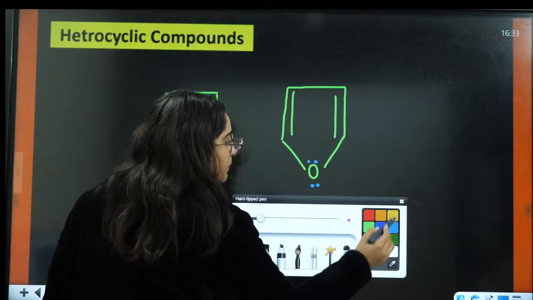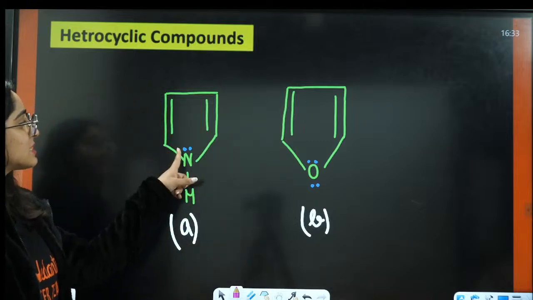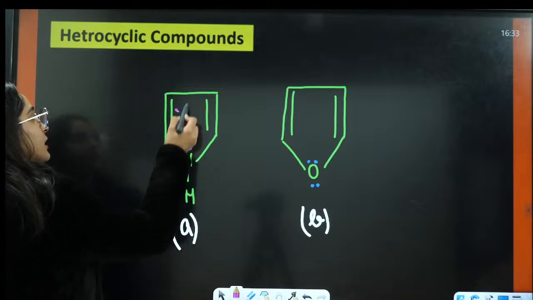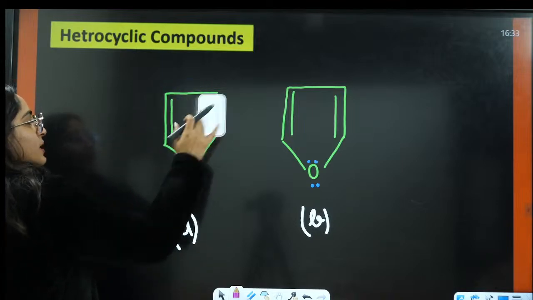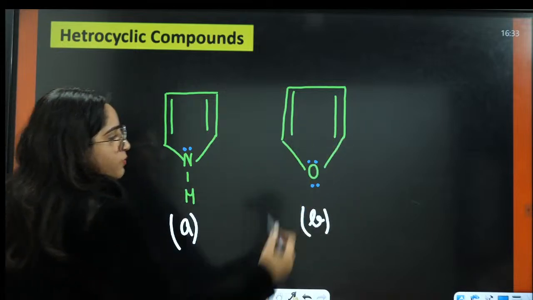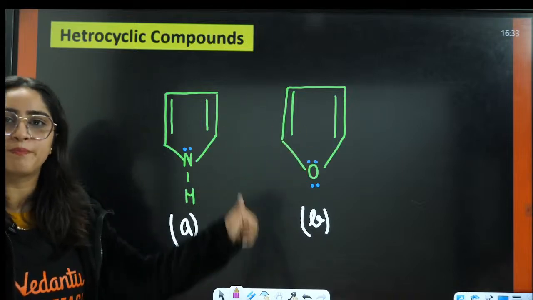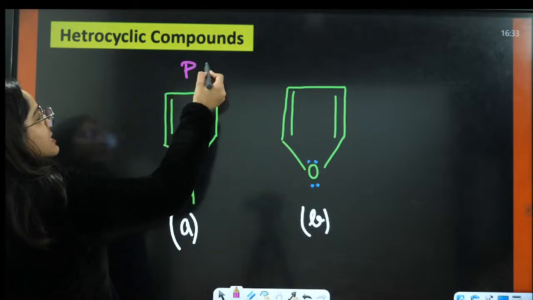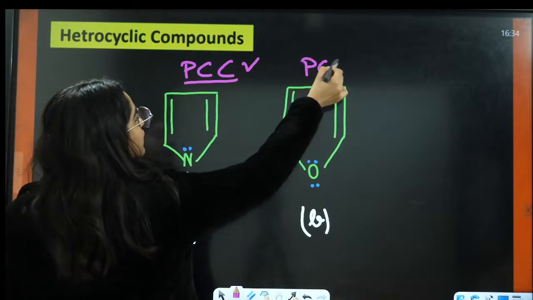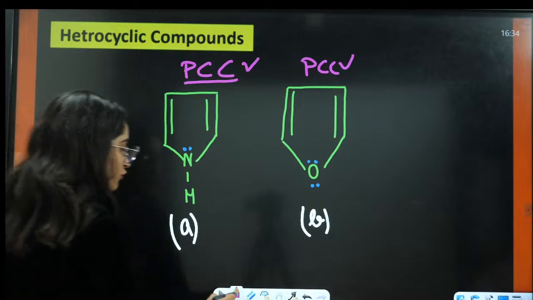So firstly, let us see the planarity. As you know, this lone pair is involved in the resonance. The lone pair will shift here, then here. So that means this lone pair is involved in the resonance. Similarly, with this lone pair, single bond, double bond. This lone pair is also involved in the resonance. That means the planarity is followed here. It is cyclic. It is having complete conjugation. So PCC is followed in both of these. Right? Okay? PCC is followed in both of these.